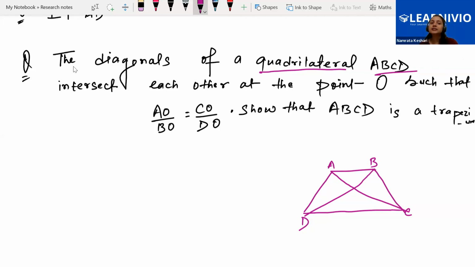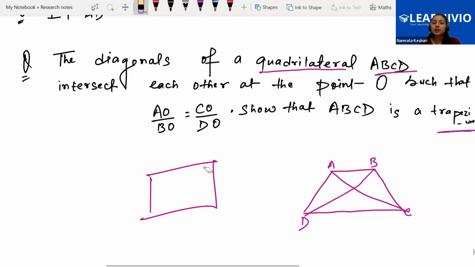Okay, so it says that the diagonals of a quadrilateral ABCD. A random quadrilateral we need to draw, and we need to name it ABCD. However, since we need to prove that the quadrilateral which we have drawn over here is a trapezium, that's why I have given it the shape of a trapezium. But that we need to prove over here. Now, a quadrilateral ABCD means what? A quadrilateral means just a four-sided polygon, a shape having four sides. That's called a quadrilateral. We have drawn that.